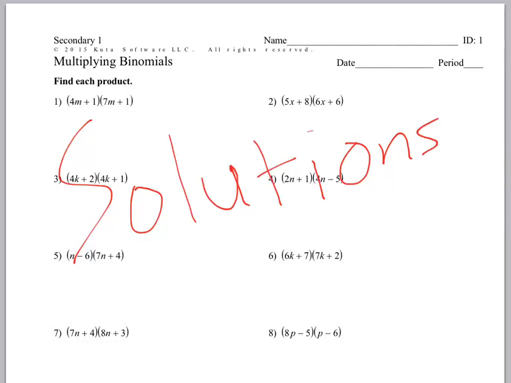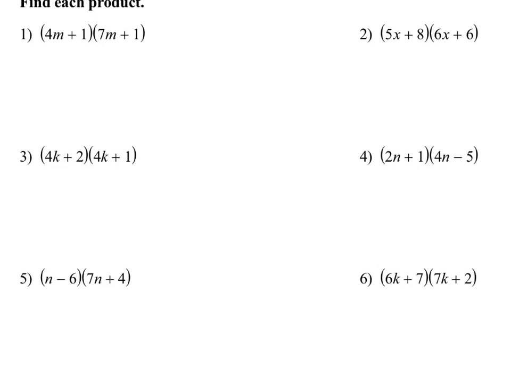Alright, it's time for the solutions to multiplying binomials, which is basically just double distribution. If you have a thing in parentheses, thing out front, you just have to multiply the thing out front by everything inside, which translates to taking 4m and timesing by both of them, and then taking 1 and timesing by both of them. So 4m times 7m is going to be 28m squared, and then 4m times 1 gives me 4m.